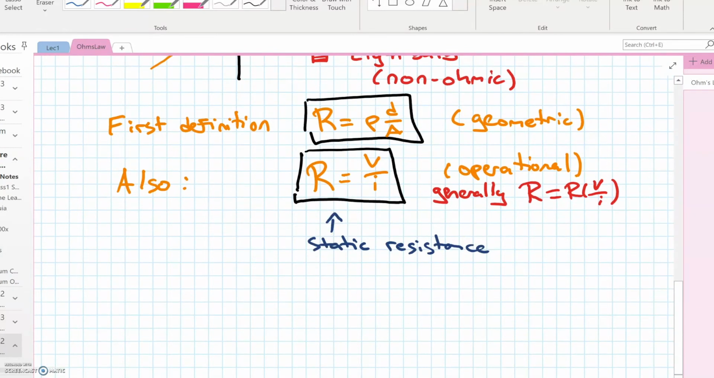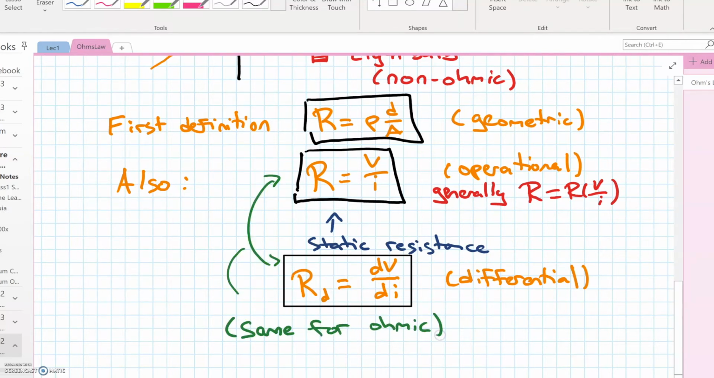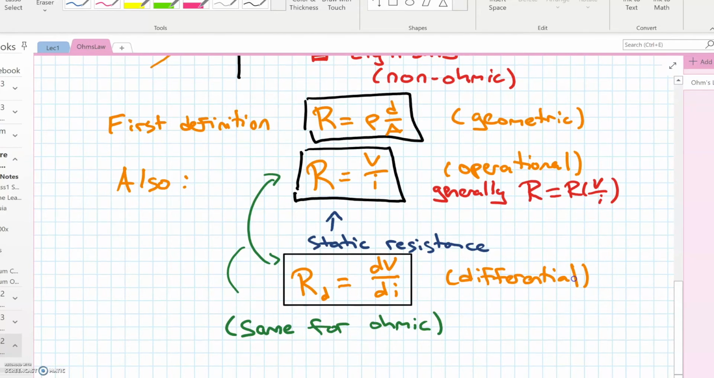There's another type of resistance called the differential resistance. It also depends on the ratio in a way, but it's the instantaneous slope, i.e. the derivative of the voltage as a function of current. Now maybe you can see that for an ohmic material, the slope is constant. So the ratio is constant, and there's no difference between the static and the differential. But what's nice about this is it allows us to talk about the resistance of something that is not ohmic.